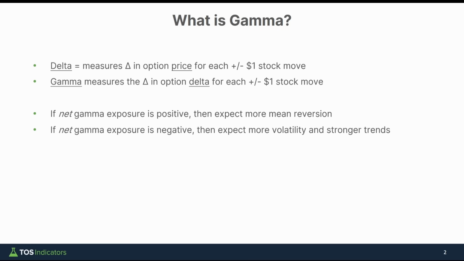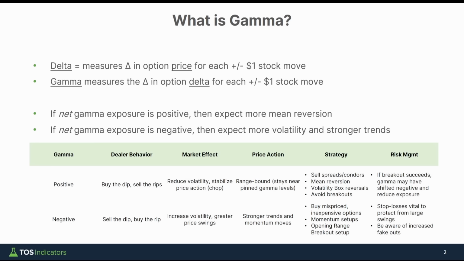This is a very high level overview, but you'll see how this all ties in. Now, I tried to sum this up in an easy to read table. Maybe you find this useful. If the net gamma exposure is positive, then we know that dealers are incentivized to reduce the volatility.